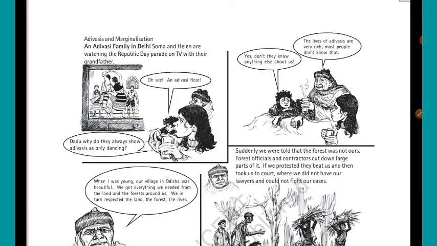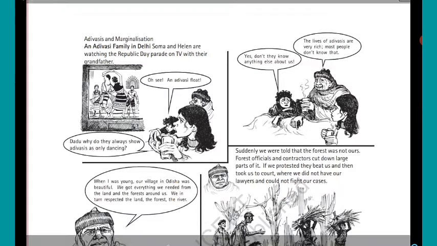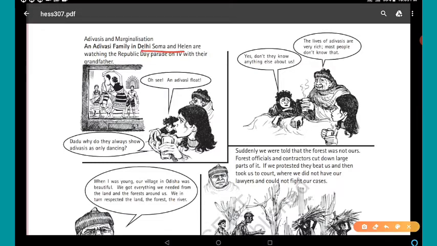Now we'll read this storyline. Adivasis and marginalization. An Adivasi family in Delhi. Soma and Helen are watching the Republic Day parade on TV with their grandfather. This is the TV and the children are watching the TV.